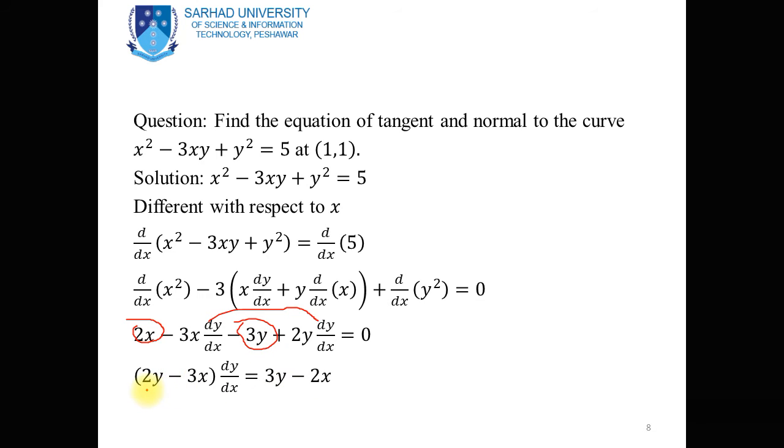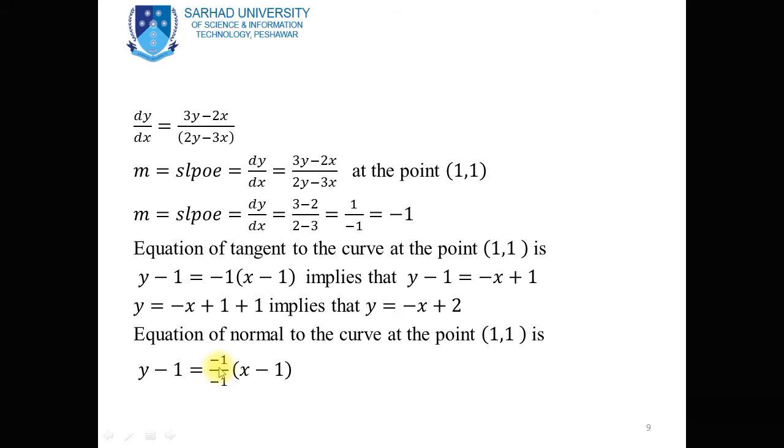Now dividing both sides by 2y minus 3x to obtain dy by dx. So you see over here dy by dx is equal to 3y minus 2x divided by 2y minus 3x. Now this is actually the slope of the tangent line. Now to calculate this slope at the given point (1, 1), putting x is equal to 1 and y is equal to 1 in this derivative.